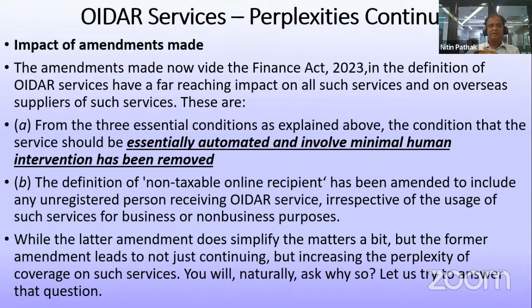Another change in the definition is the definition of non-taxable online recipient. Non-taxable means I'm not liable for tax for two reasons. My limit is below the threshold, though I may be using it for business purpose, or I may be using it for personal purpose. Or it is for business purpose, but I'm not a registered GST dealer. So the definition of non-taxable online recipient has been amended to include an unregistered person receiving OIDAR services, irrespective of the usage of such services for business or non-business purpose. While the latter amendment does simplify the matter, the former is still a dicey issue, which we are going to discuss.